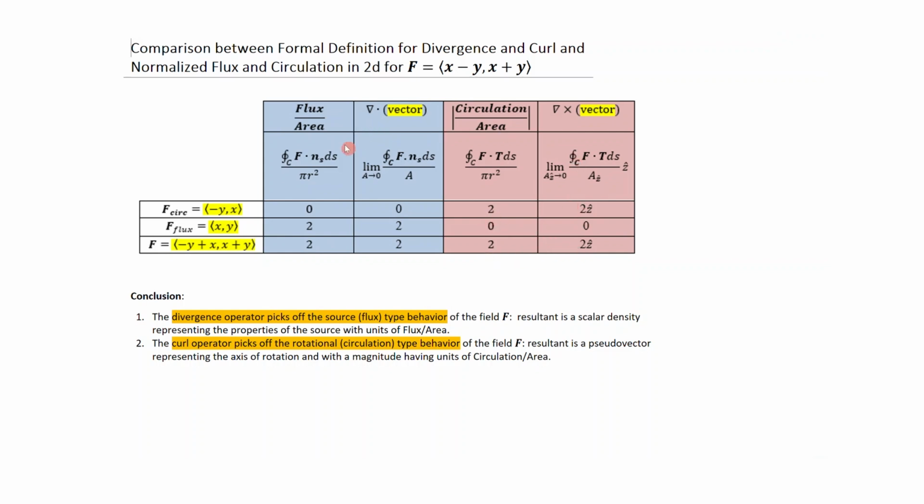So effectively, it looks like our intuition regarding these definitions seems to have borne out, and now we have two types of operations that can be applied to any generalized vector field. So in conclusion, the divergence operator picks off the source, which is a flux type behavior of the vector field, and the resultant is a scalar density representing the properties of the source with units of flux over area. On the other hand, the curl operator picks off the rotation or circulation type behavior of the field, and the resultant is a pseudo vector representing the axis of rotation and with a magnitude having units of circulation over area.